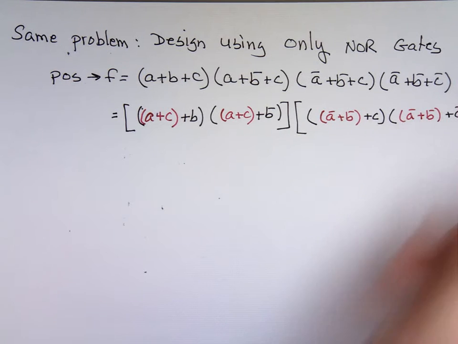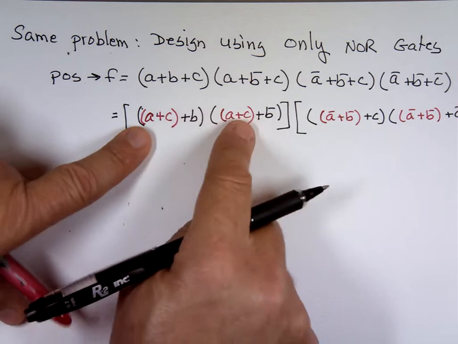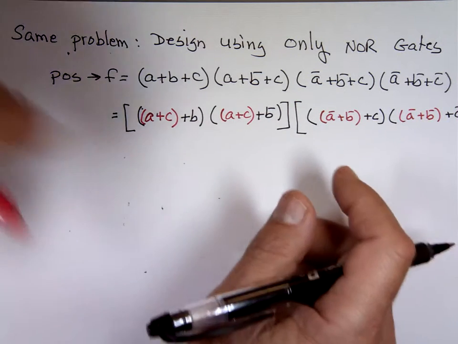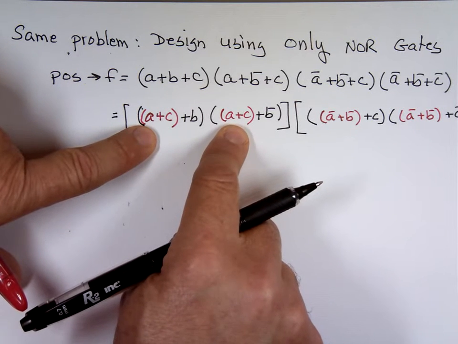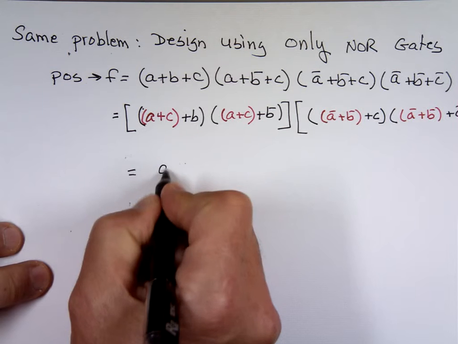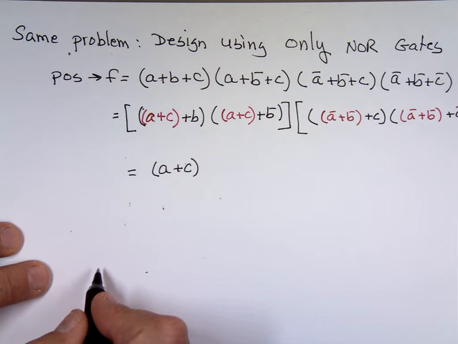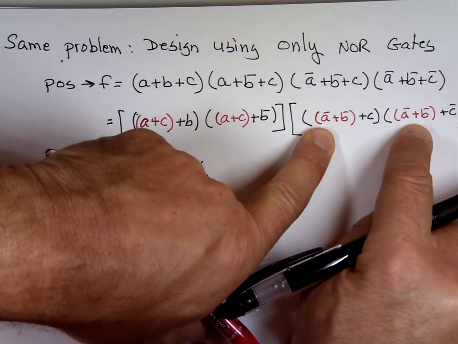If you remember from last class, these are the complement of each other. Remember what happened when you multiply them? You end up with this one only. And the other one, you're going to end up with what? A bar plus B bar.